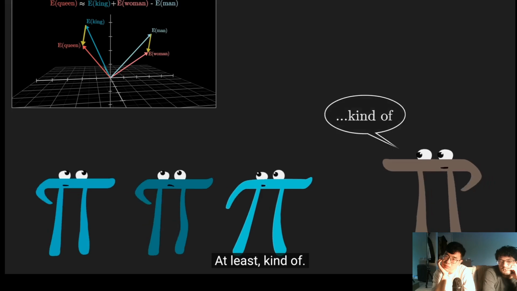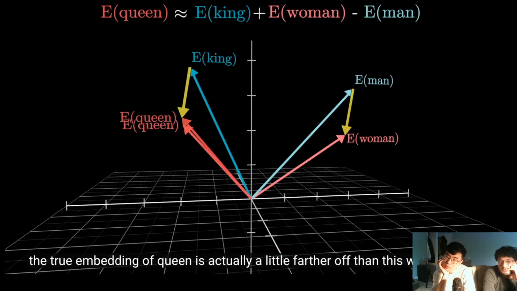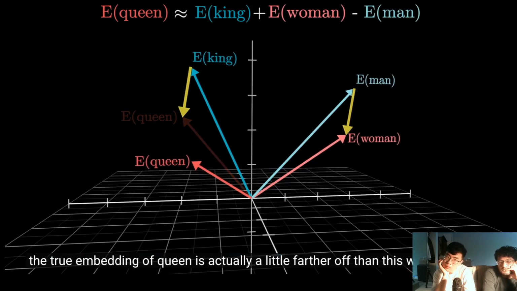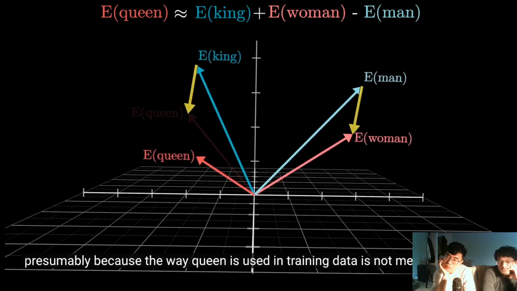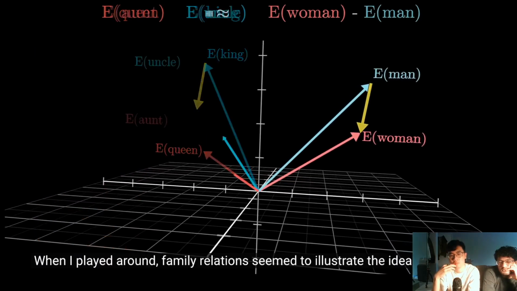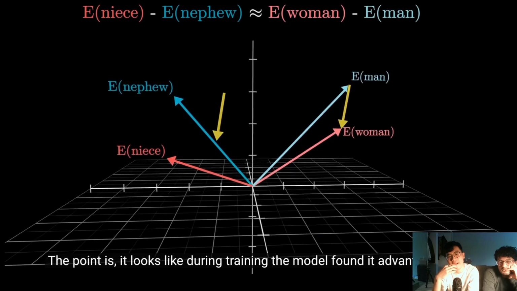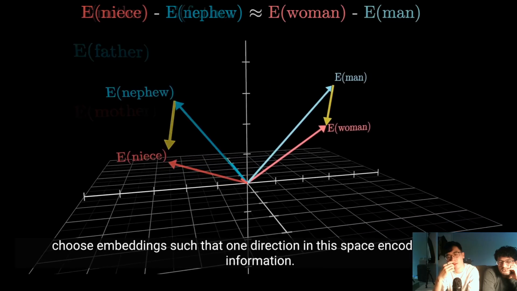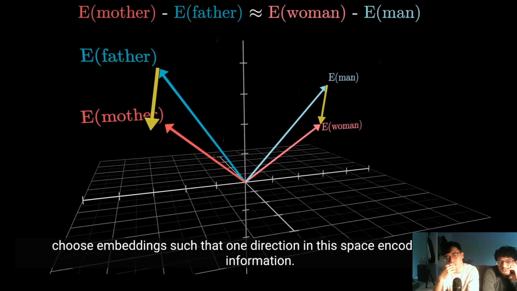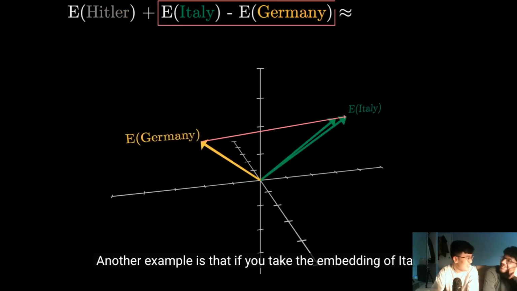At least, kind of. Despite this being a classic example, for the model I'm playing with, the true embedding of queen is actually a little farther off than this would suggest, presumably because the way that queen is used in training data is not merely a feminine version of king. When I played around, family relations seem to illustrate the idea much better. The point is, it looks like during training, the model found it advantageous to choose embeddings such that one direction in this space encodes gender information. But there's more than one.